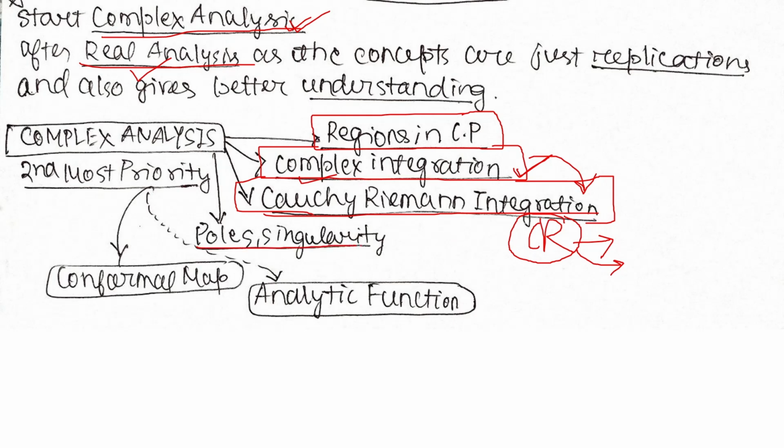After that, the poles and singularities of any complex function. You have to figure out that thing also. Again, the conformal map and analytic functions: whether it is analytic or not. That type of typical questions can be asked. It can be approached in a typical form.